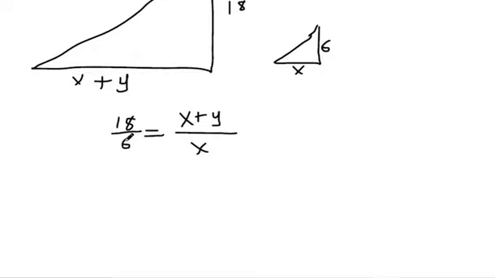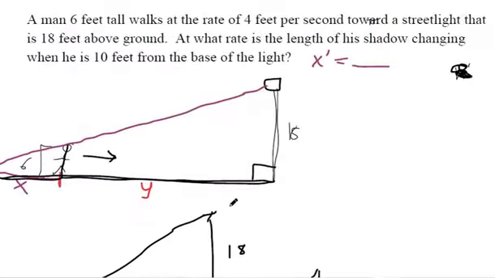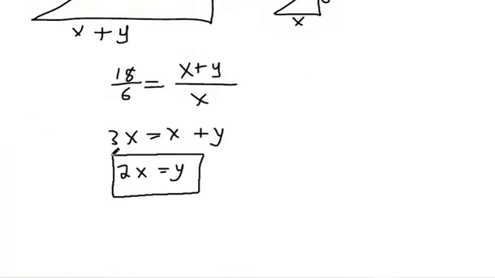Okay, so for this equation, 18 divided by 6 is 3. I'm going to multiply both sides by x. And to simplify it even more, I'm going to subtract x from both sides. And now, since I want to know something about x prime, the change in the shadow, I'm going to take a derivative of this equation with respect to time. I don't know what x is with respect to time. I don't know what y is with respect to time.